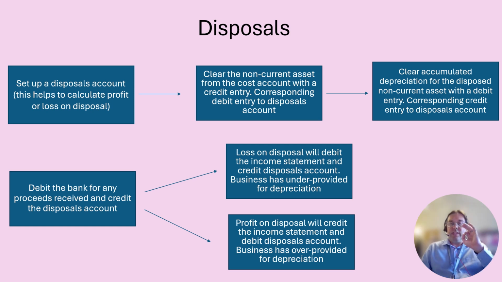That means we have received less than the net book value of the asset, which is why we've made a loss. And as it says on the slide, it also means we've under-provided for depreciation. We didn't think it would fall in value that much. But depreciation is an estimate, so it's quite easy to get wrong.